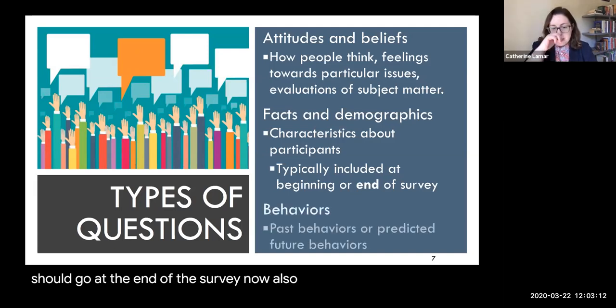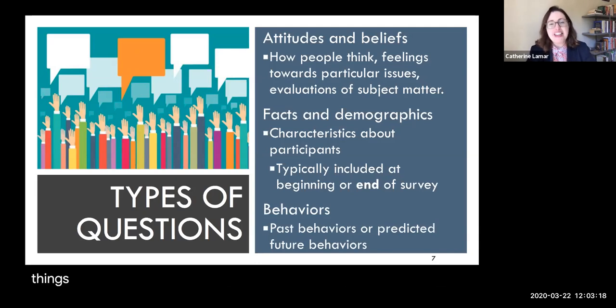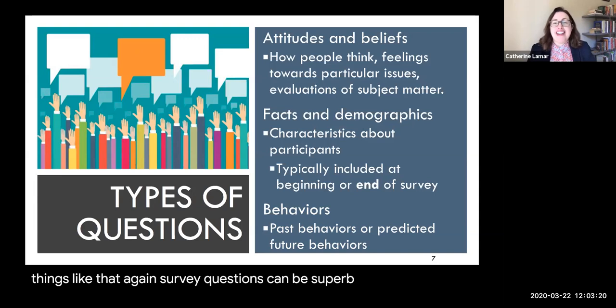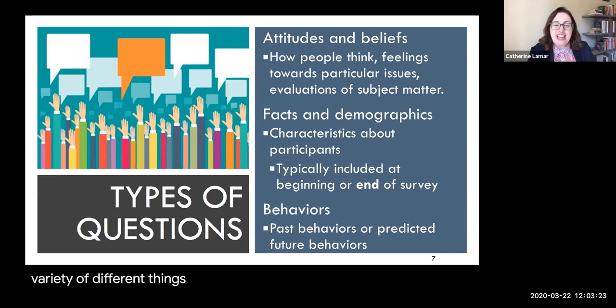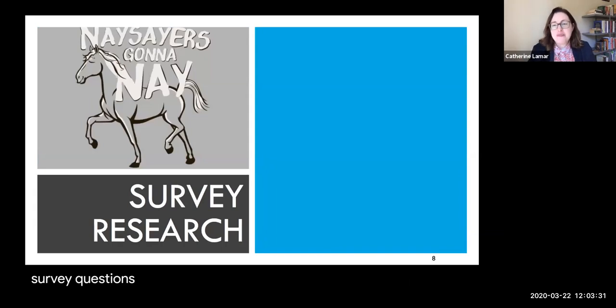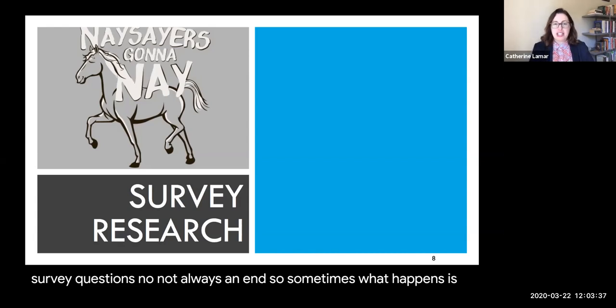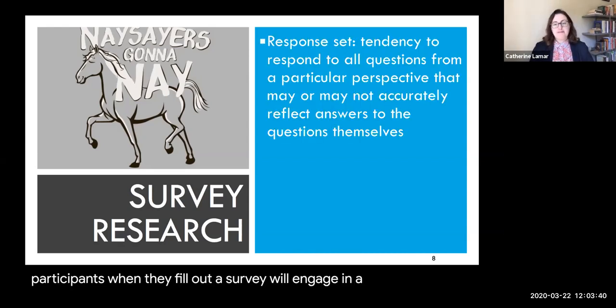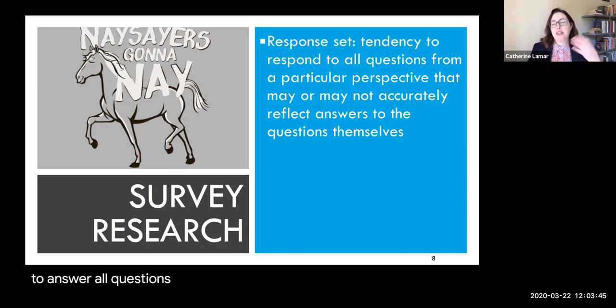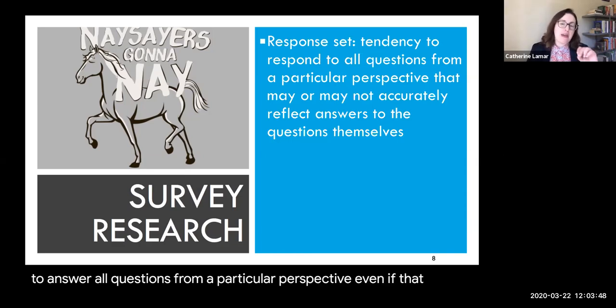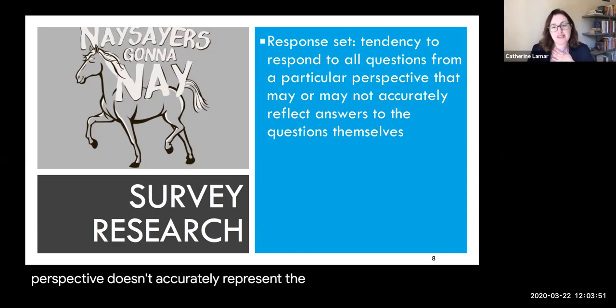Now, also, survey questions can ask about behaviors. This can be past behaviors, predicted future behaviors, things like that. Again, survey questions can be super broad, asking about a variety of different things. And one of the issues with them, though, is that, do you think participants are always honest when they answer these survey questions? No. Not always. And so sometimes what happens is participants, when they fill out a survey, will engage in a response set. A response set is a tendency to answer all questions from a particular perspective, even if that perspective doesn't accurately represent the participant themselves.